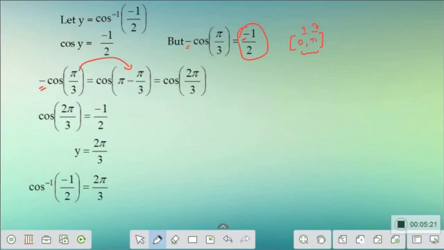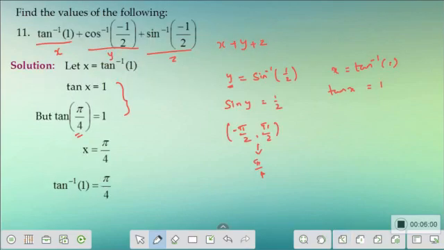So cos of pi minus pi by 3 will give us minus 1 by 2. That is a negative value, which is minus 1 by 2. But when I simplify this pi minus pi by 3, I get 2 pi by 3. This tells me that cos 2 pi by 3 will be equal to minus 1 by 2. Of course, this 2 pi by 3 is between 0 to pi, the closed interval 0 to pi. So y is equal to 2 pi by 3, or cos inverse of minus 1 by 2 is equal to 2 pi by 3. So we are done with the second term of the given expression.